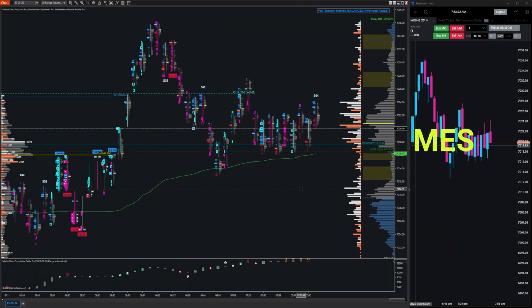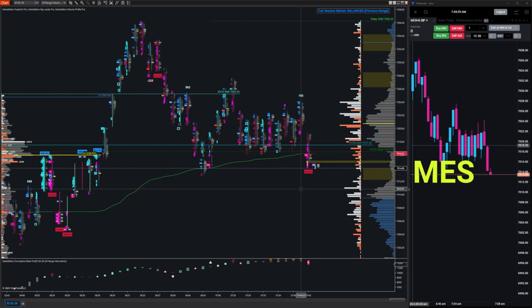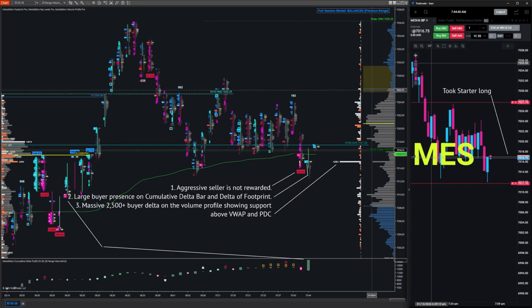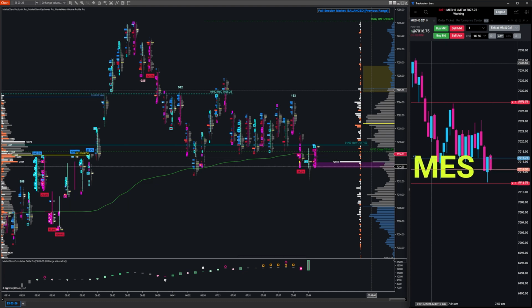Watching price here, there was buyer absorption up at those higher levels. But as we came to VWAP and the previous day close, we saw a hyper aggressive seller volume imbalance, including a large delta percentage and a zero print. And then we printed this massive delta on the volume profile, which shows there are buyers present.